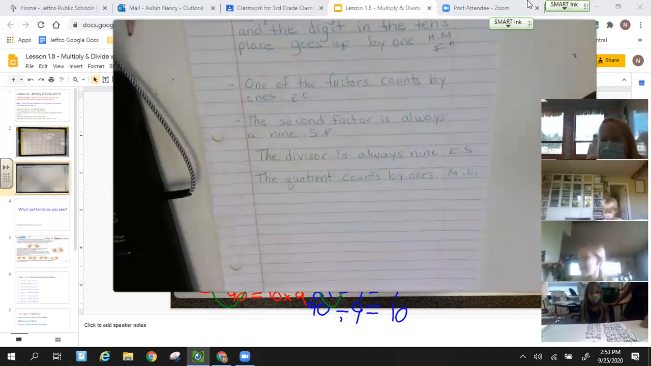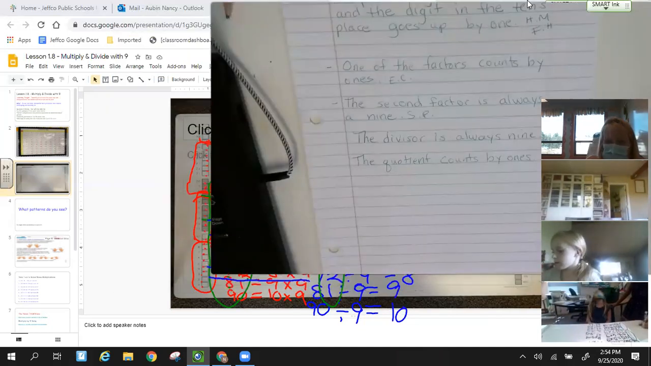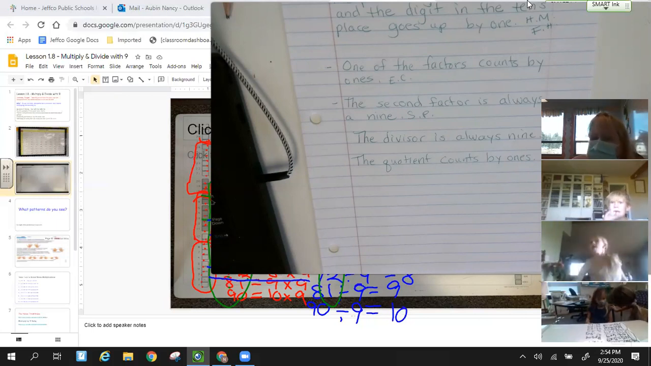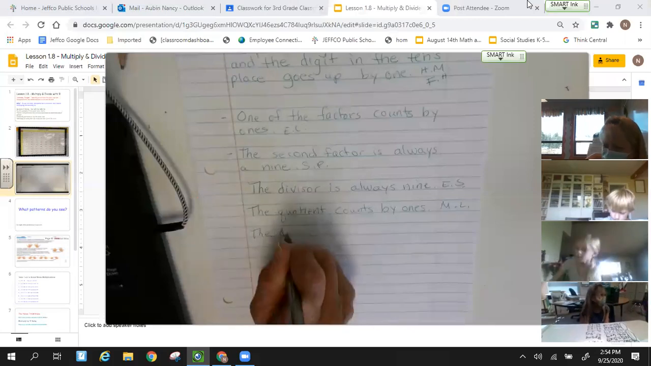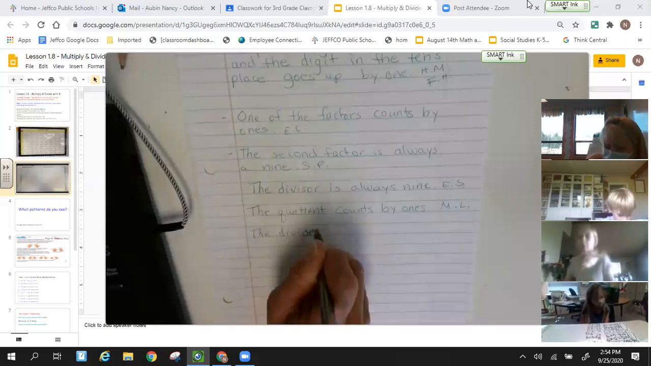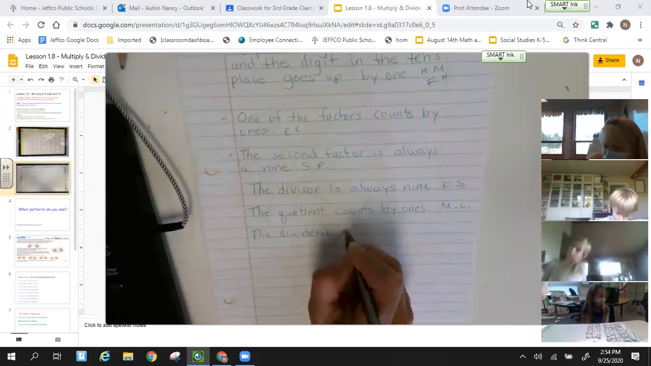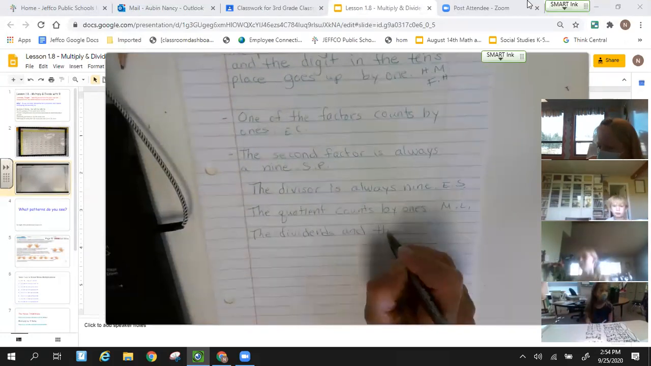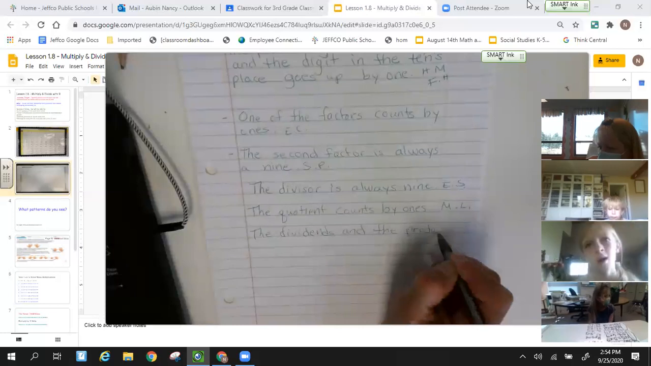Do you want to share, Finn? What do you notice about the dividends? What do they count by? 9, 18, 27, 36, 45, 54, 63, 72, 81, 90. What are they counting by? They count by nines. The dividend and the product, right? The dividends and the products are counting by nines today because we're learning our nines.